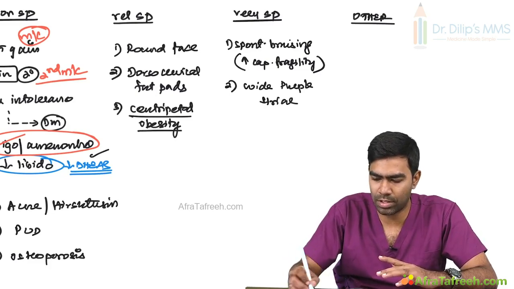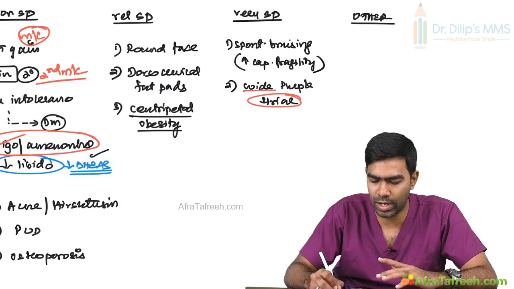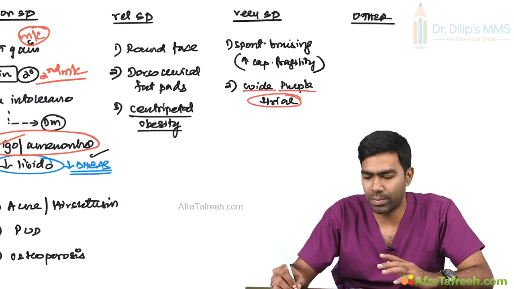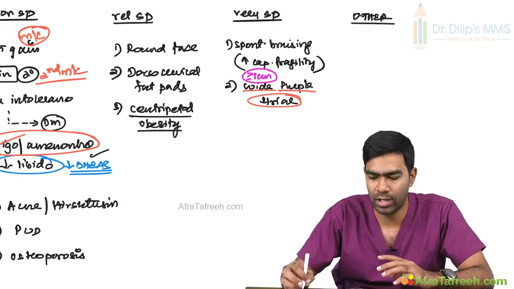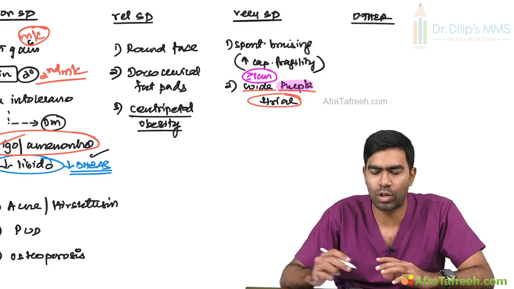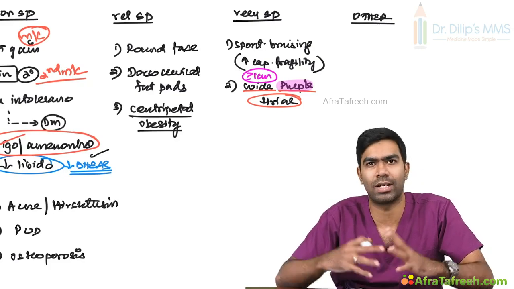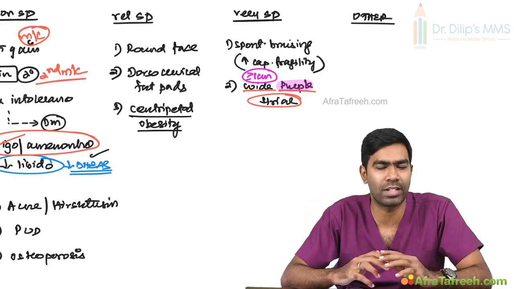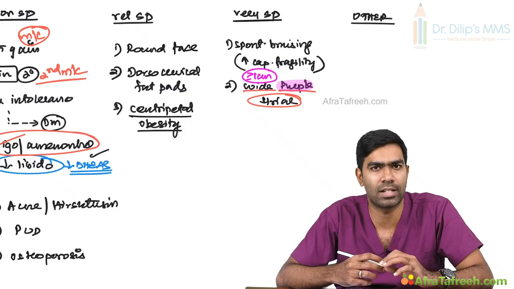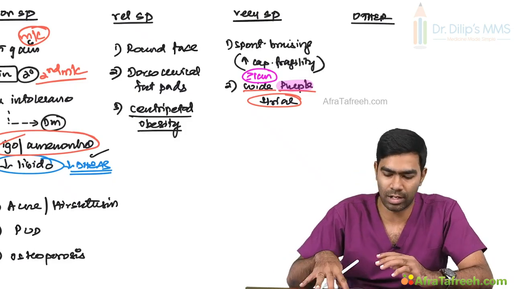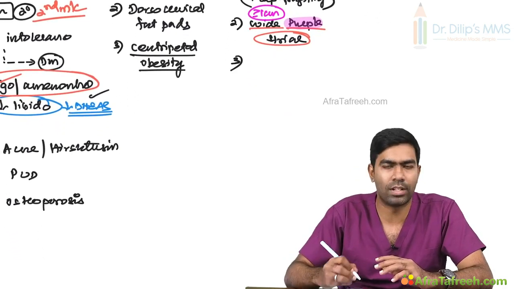Do you know what we mean by striae? Striae means stretch marks, wide and purple. Wide means by definition it should be at least more than 1 centimeter wide. And why is it purple? Because of the capillary fragility. Sudden stretching will break these already fragile capillaries, which leak their blood, and once they leak their blood, that will be digested, resulting in purplish discoloration. That's why you get these wide purple striae.